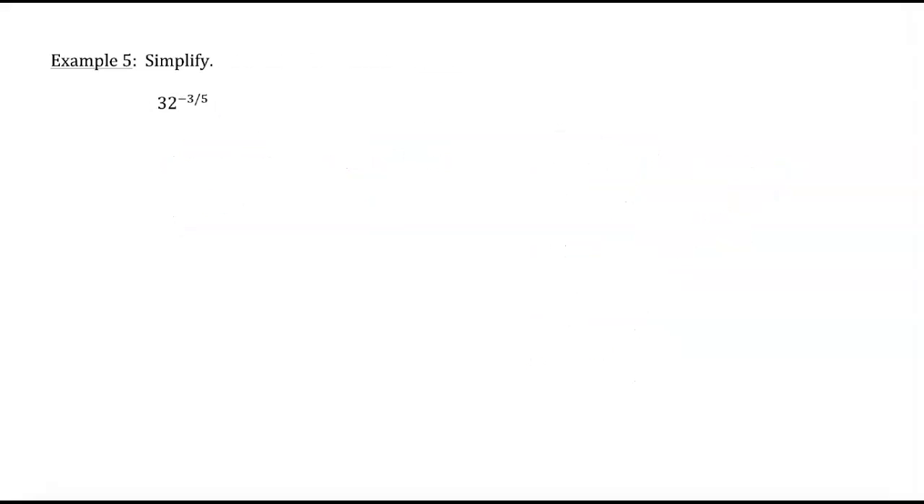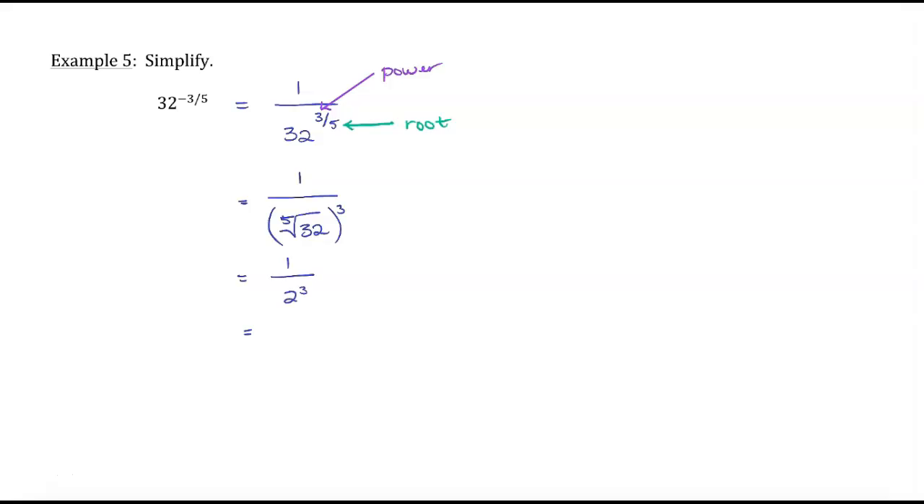Here we have 32 raised to an exponent of negative 3/5. Using our rules of exponents, we know that this is equivalent to 1 over 32 raised to an exponent of positive 3/5. The 5 in this case represents a root, while the 3 in this case represents a power. So this is 1 over the 5th root of 32 cubed. The 5th root of 32 is simply 2, so we have 1 over 2 cubed. And 2 cubed is 8, so this expression simplifies to 1 over 8.